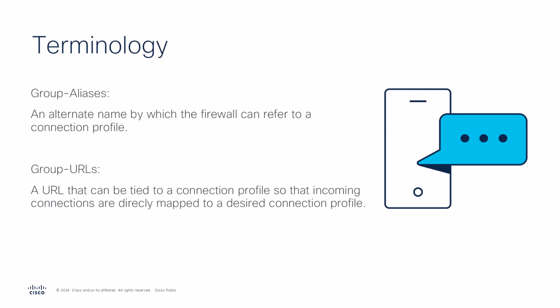Group URLs are URLs linked to a connection profile, allowing direct mapping of incoming connections to the desired profile. Users enter the full URL in the Secure Client UI, or it can be integrated with a display name in the XML profile to conceal it from users. Let's go configure this measure in your FMC.